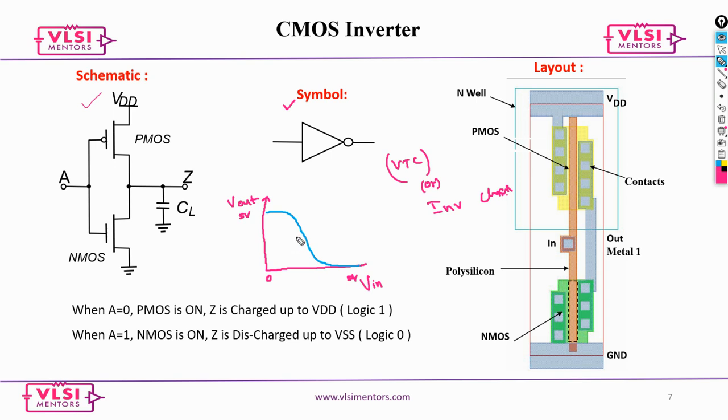So if someone is asking you to explain the inverter in detail, always go this way. Basically say what the inverter is and the truth table of the inverter, and then how you construct the schematic. Then explain how it operates, and then finish with your VTC curve. That is the way I would explain this in interviews.